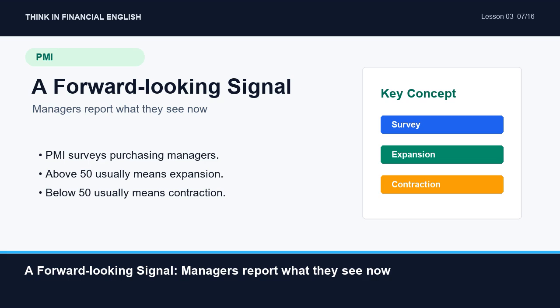PMI stands for Purchasing Managers Index. It is based on surveys of business managers. A reading above 50 usually signals expansion, while a reading below 50 usually signals contraction. PMI is useful because it can give an early signal before official GDP data is released. PMI is valuable because it comes from purchasing managers who see orders, inventories, production plans, and supplier conditions early.